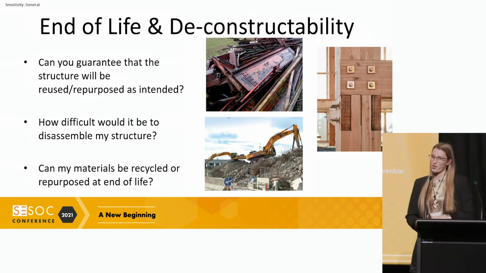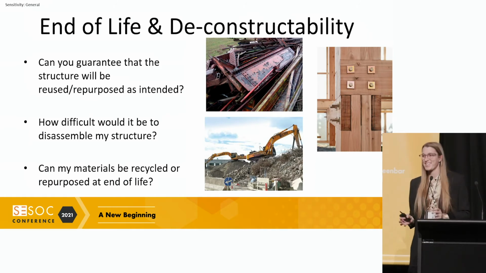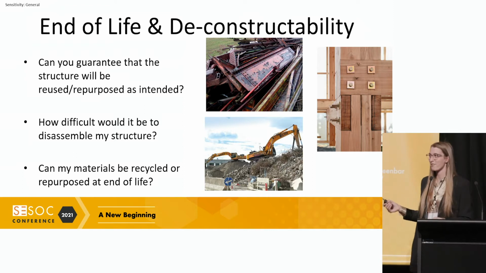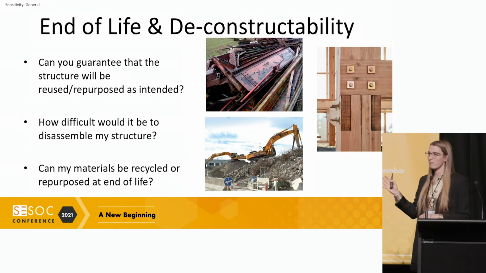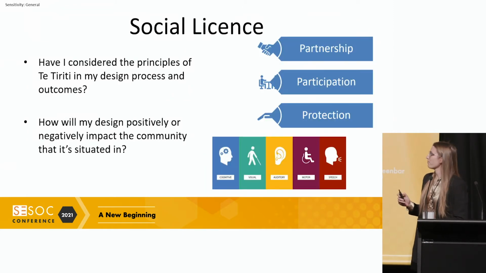End of life and deconstructibility. Now, everyone likes to say, we've designed our structure to be deconstructible or demountable, but the reality is you've got little to no control over what happens to a building at the end of its life. The best thing you can do is just make sure that you've provided the option for someone to make the best decision at the end of life. But really, you've got to assume worst case, current demolition approaches.